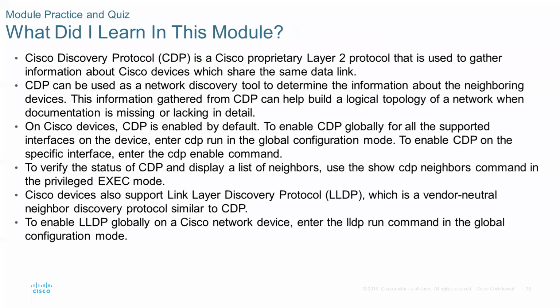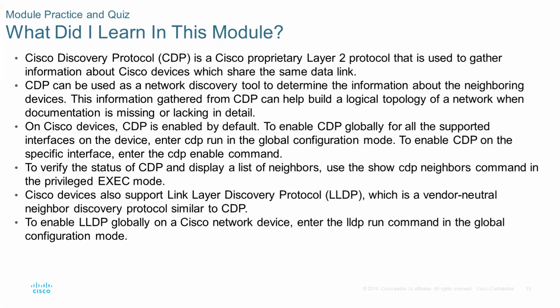But in summary, what did we look at? We looked at the layer 2 protocols that enable us to build a topology of an unknown network. One was a proprietary protocol from Cisco, being Cisco Discovery Protocol. And then we looked at Link Layer Discovery Protocol, which is, they say, vendor neutral, i.e. industry standard.